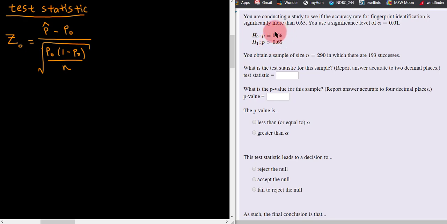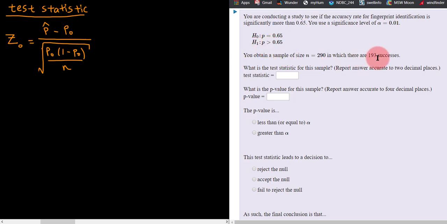Remember, in the null hypothesis, they're writing the letter P because we're talking about the accuracy rate, which would be the proportion of successful identifications, out of the total number of trials. They want to know if the accuracy rate is more than 0.65. So that is a greater than symbol right there, which is a right tail test.